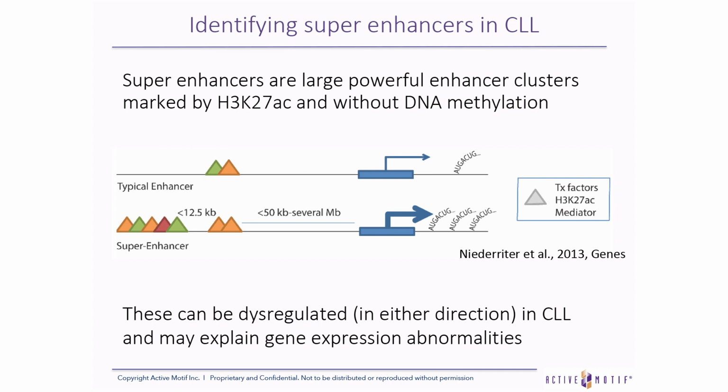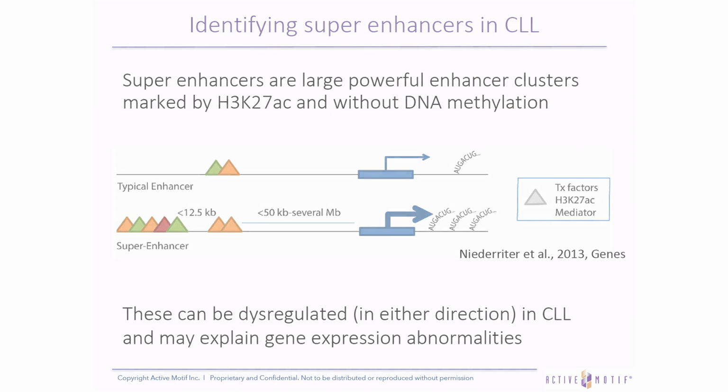And these superenhancers can activate several different promoters at distances from 50 kb to several megabases. So they're far away and they're multifunctional. And if they're dysregulated, they can affect many different genes. So dysregulation of these superenhancers can also be something that explains CLL severity and whether the patient has a more or less aggressive form of the disease.